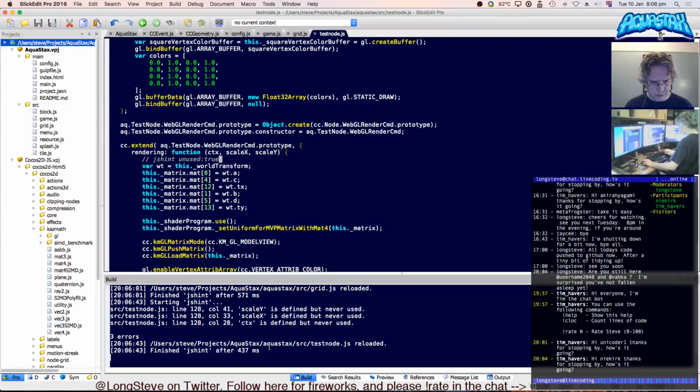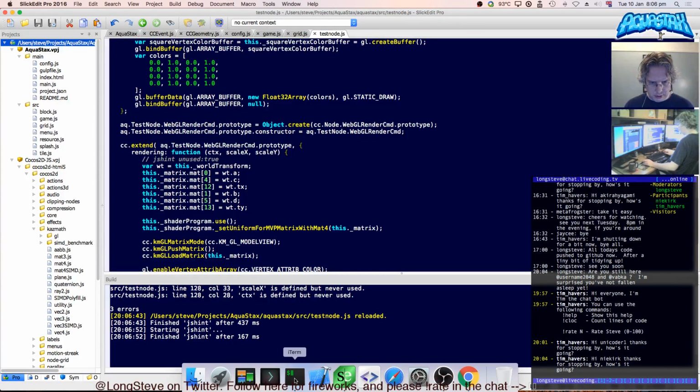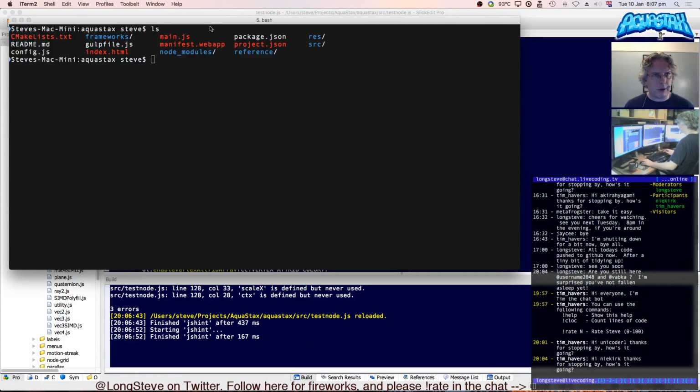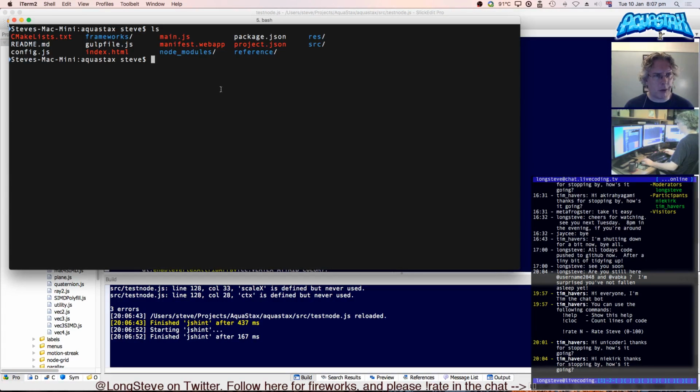So test nodes reloaded, and it didn't give me a warning, so that's good. No, it's fine. I'm just going to run this from the command line so it does the whole thing. This JS hint is running in my gulp task, which automatically reruns things whenever I save a file. But I just want to do it over the whole lot to make sure. Gulp JS hint. See what happens.